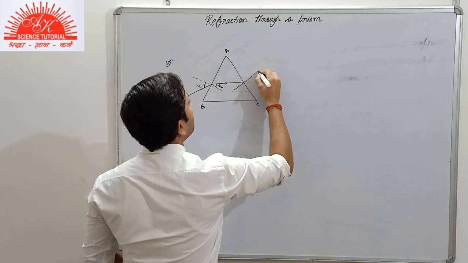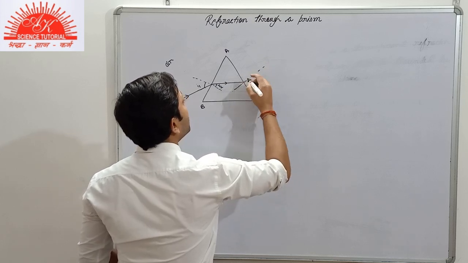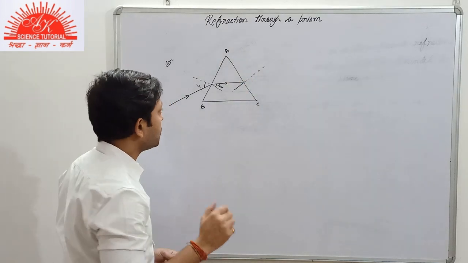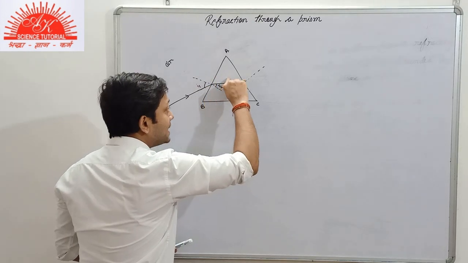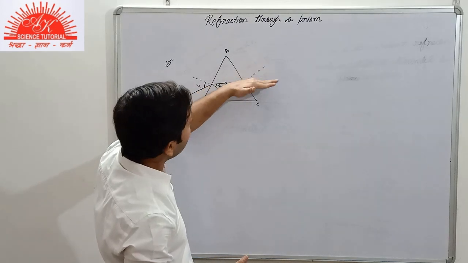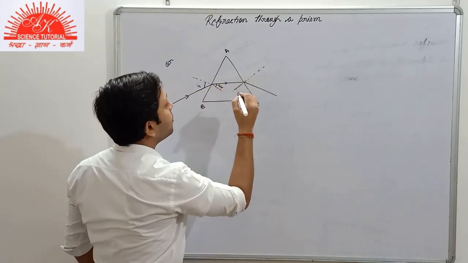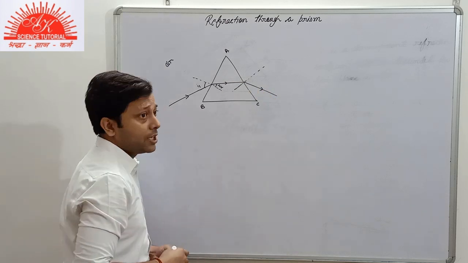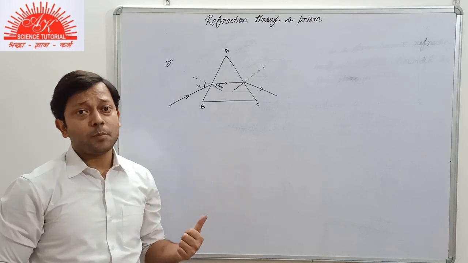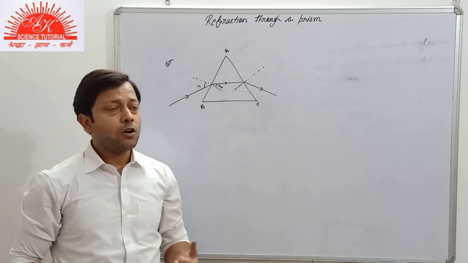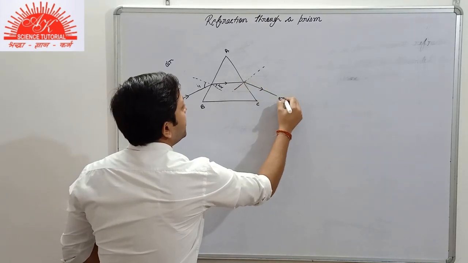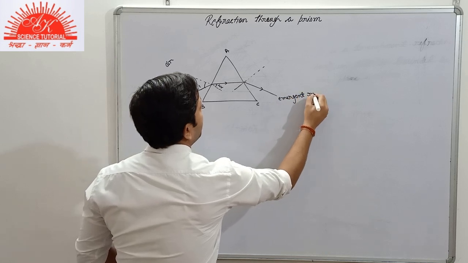Here we have the normal, and when the light ray strikes this surface AC, what will happen? It has to travel from denser to rarer medium, that is from glass to air. So obviously it will move away from the normal, and this is the path of the emergent ray. You can call it the emergent ray, as we have discussed in the part about refraction through a parallel glass block or rectangular glass block. So this is our emergent ray.